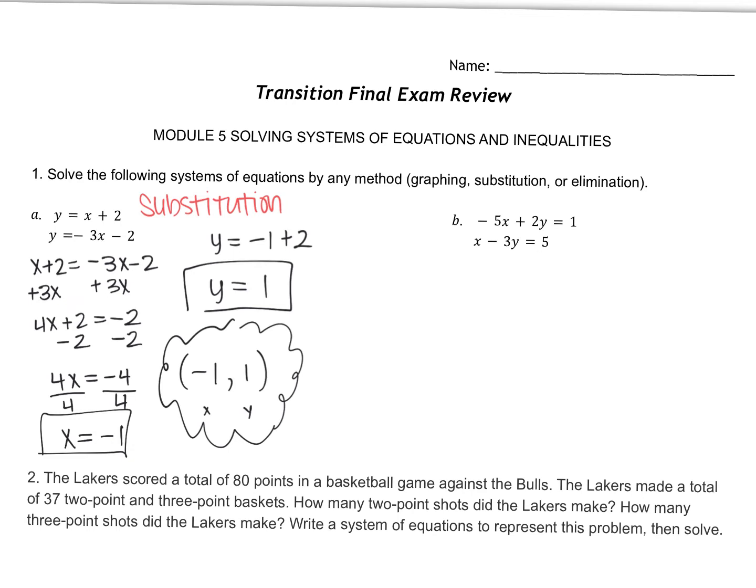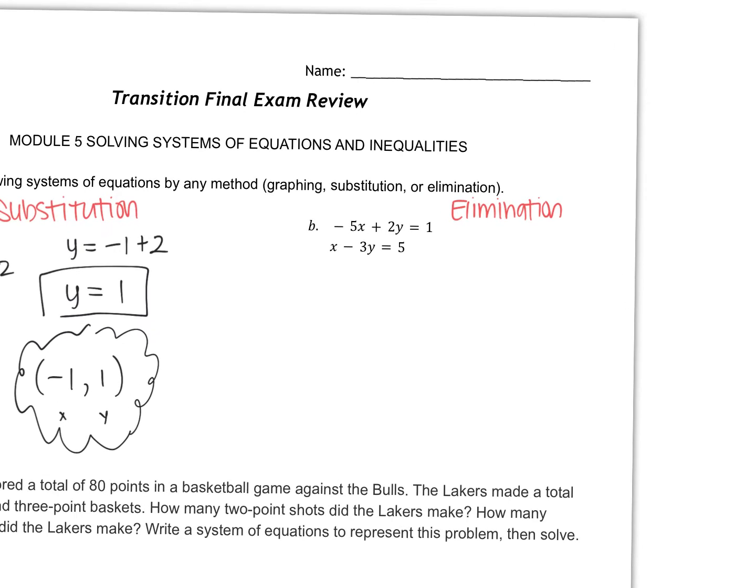The second example I'm going to do, I'm going to use elimination. So in elimination, you pick the variable that you want to eliminate. So you pick a variable that you can multiply one or both equations by a value or values that would get the same variable in both equations to have the same coefficient but opposite signs. So we have the system negative 5x plus 2y equals 1 and x minus 3y equals 5.